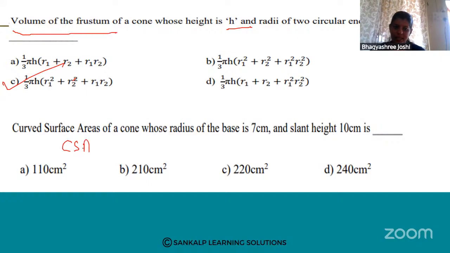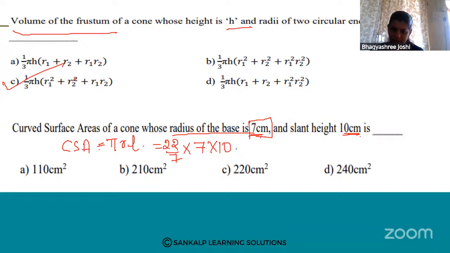Curved surface area of a cone whose radius of the base is 7 centimeter. Okay, and slant height is 10 centimeter. Curved surface area of the cone they have asked, that is pi RL. So the formula to find the CSA, that is curved surface area of the cone, is pi RL. Okay. Pi value is 22 divided by 7. And what is the value of R? Radius of the base is 7 centimeter. Okay, so R value is 7 and slant height L value is 10 here.